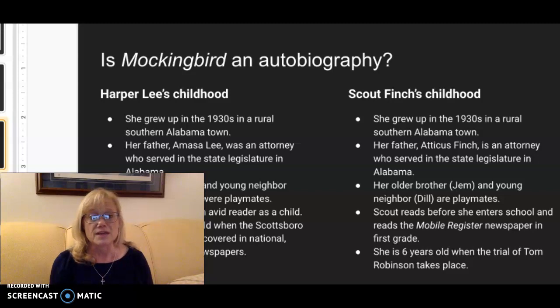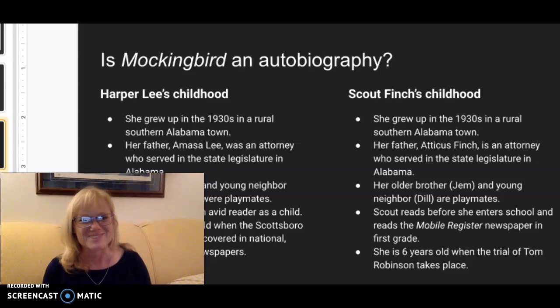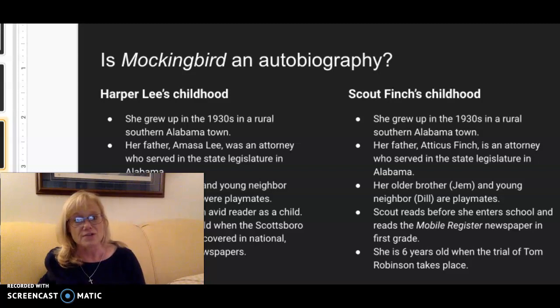Same characters in that the main character, Scout, and Harper Lee herself each had an older brother. And there was a playmate that came sometimes during the summer. In the book, you'll find that person to be Dill, and in real life, there was Truman Capote. Truman Capote, by the way, is also an author, and there's a whole other backstory that has to do with him. Harper Lee was a big reader as a child, and Scout, the character, is an avid reader, and that's important in the book.